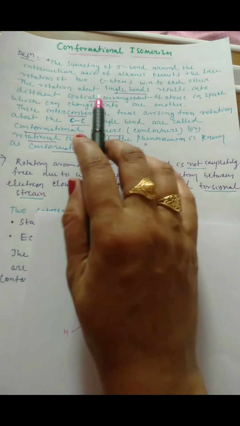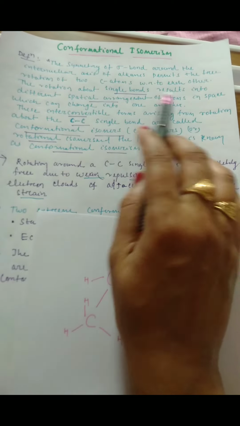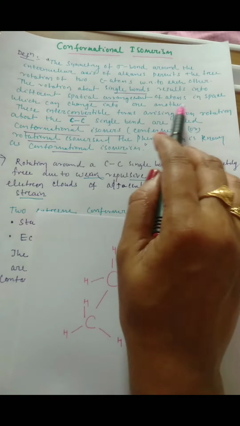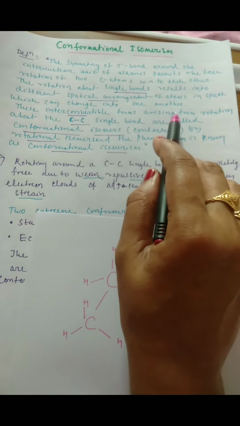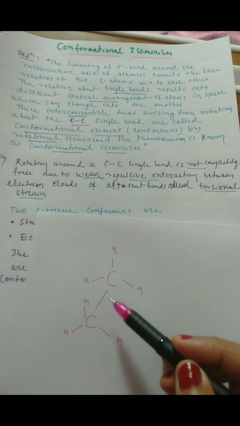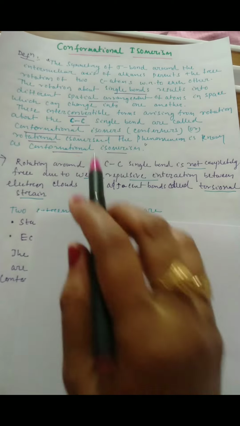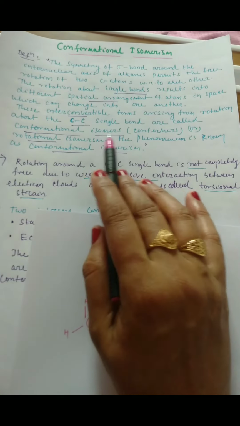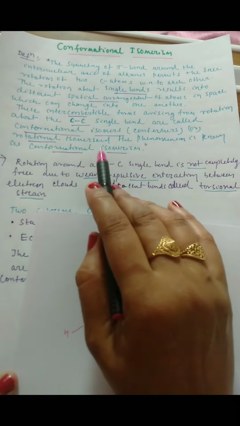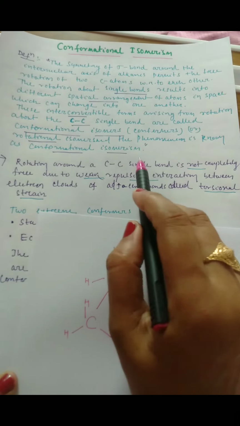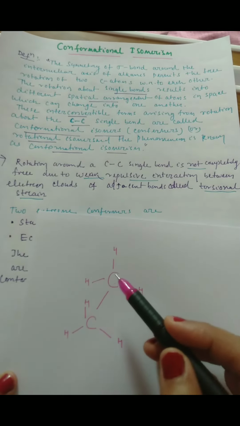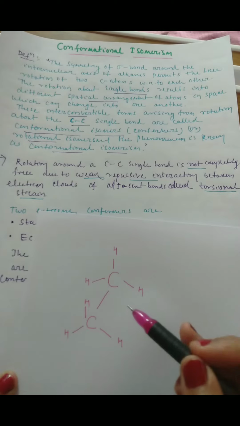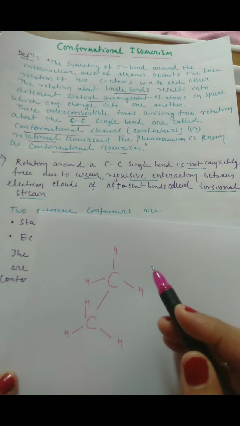Now the rotation about the single bond results in different spatial arrangements of atoms in space, which can change into one another. These interconvertible forms arising from rotation about the carbon-carbon single bond are called conformational isomers, conformers, or rotational isomers, and the phenomenon is known as conformational isomerism.